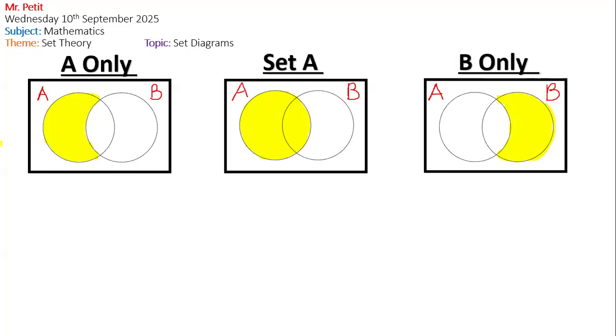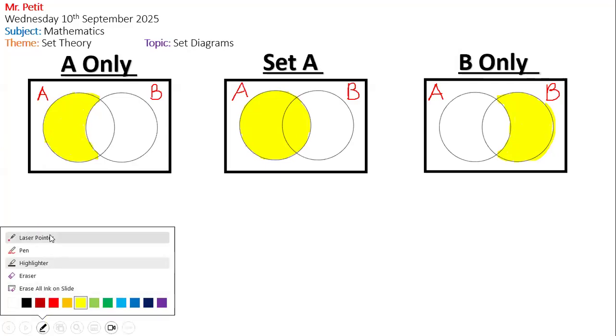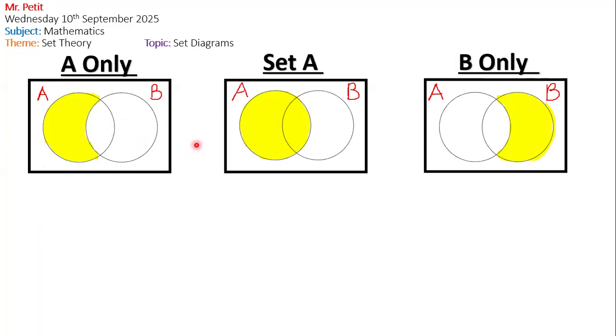Okay, what's the difference though between A and A only in our drawings? What's the difference between these two? A is only A. B is only B. No, I mean for A and set A. What's the difference between our shadings? Set A is everything in the middle. And A only is A by itself. Very good. Just this side.